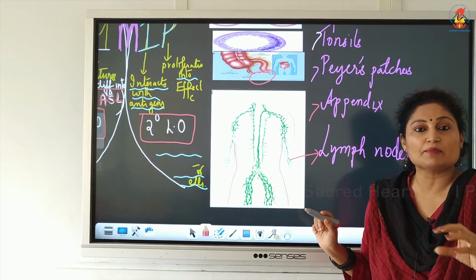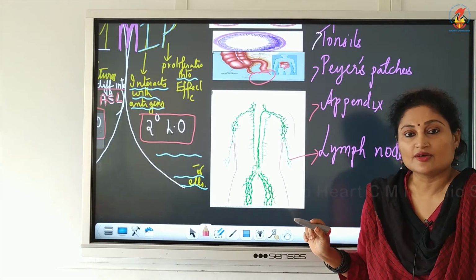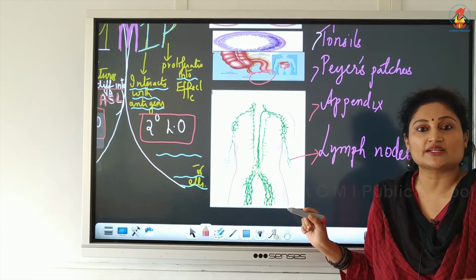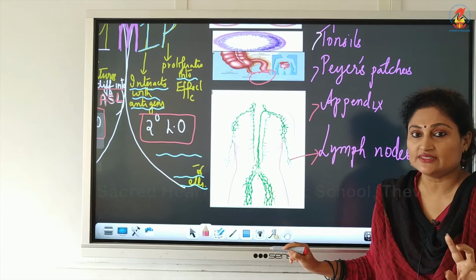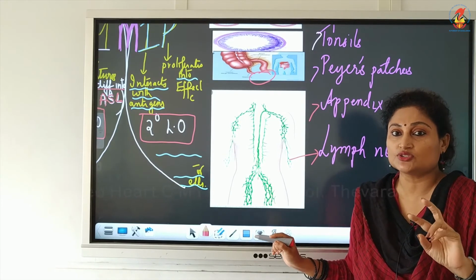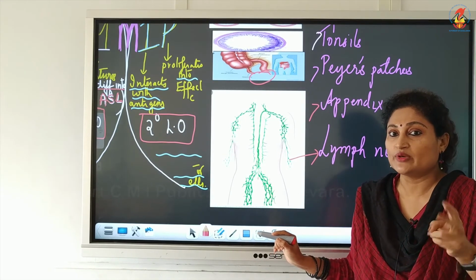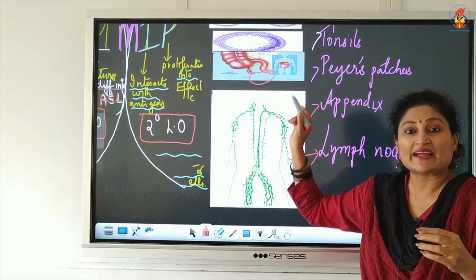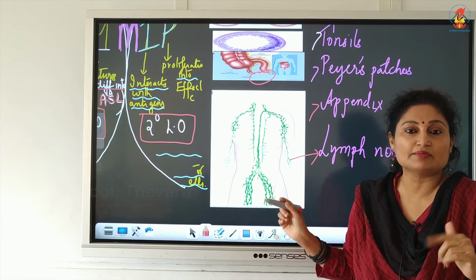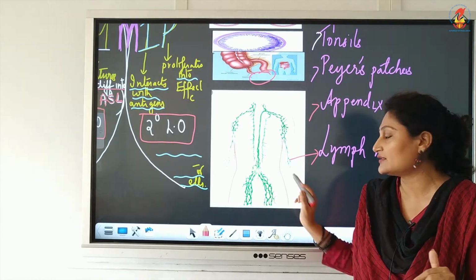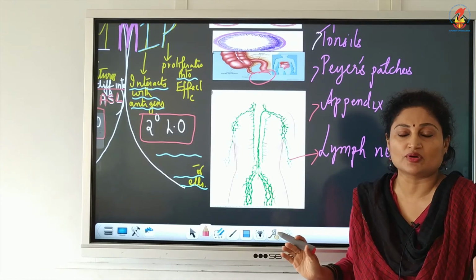Spleen traps the microbes that have entered the blood, whereas lymph nodes trap the microbes that have entered the lymph. These two are very important because they are found in two different tissue fluids. The microbes present in the blood are trapped by the spleen, whereas the microbes present in the lymph are trapped by the lymph nodes. So, they are very, very important.